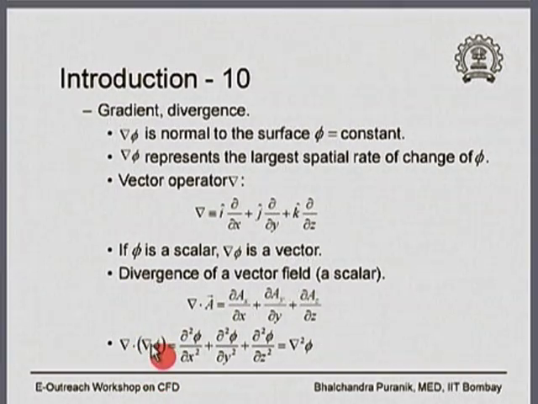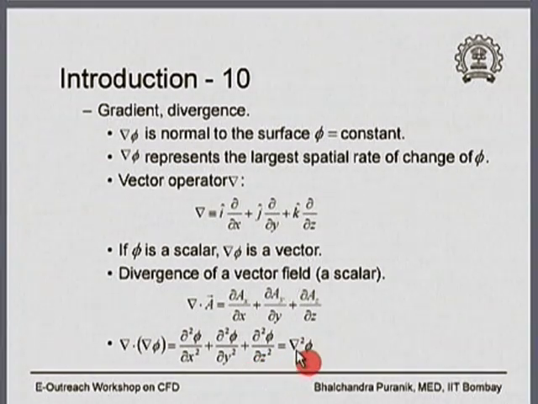If you work out the algebra in Cartesian coordinates, you will get del dot del, which is something called del square, which is what we call the Laplacian operator. That Laplacian operator in Cartesian coordinates is given by the second derivative with respect to x operating on phi, plus the second derivative with respect to y operating on phi, plus the second derivative with respect to z operating on phi, added together, which is what we call the Laplacian of phi. So, this del dot del operating on phi will result in del squared phi.